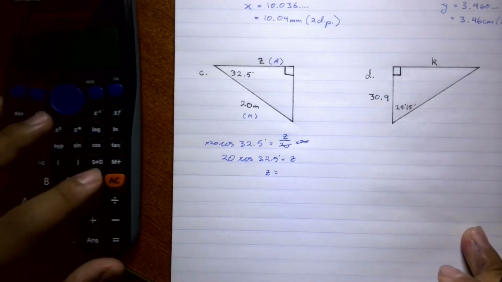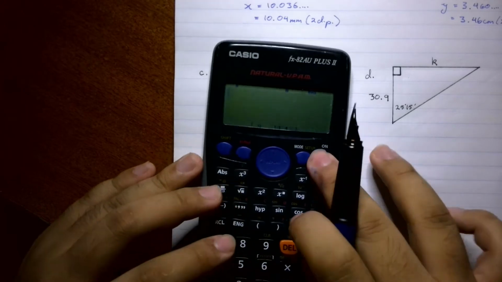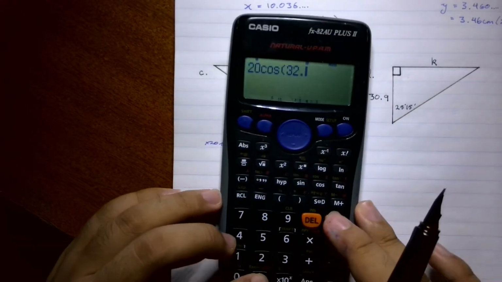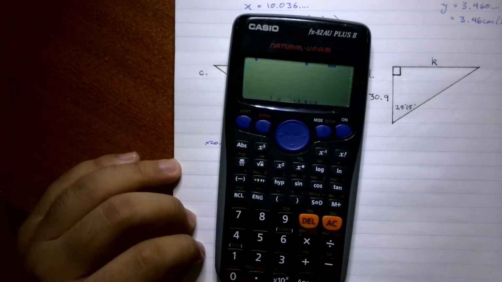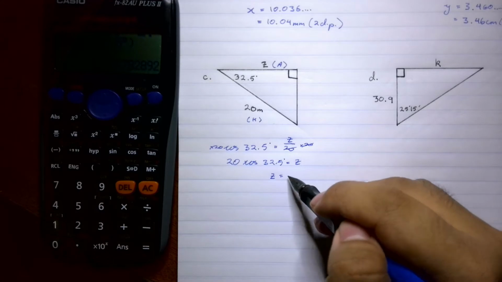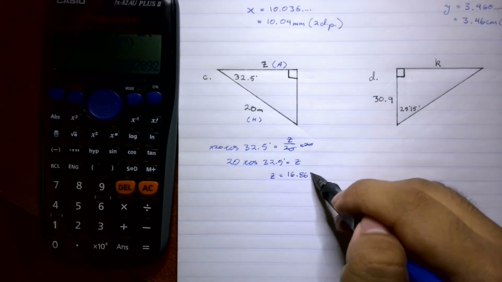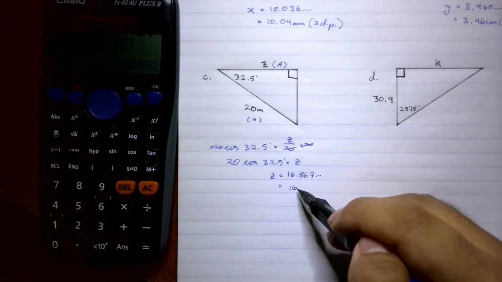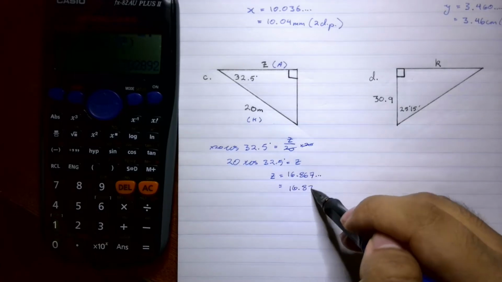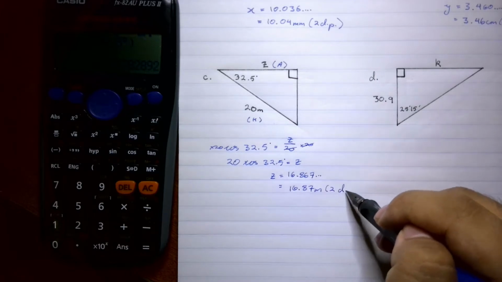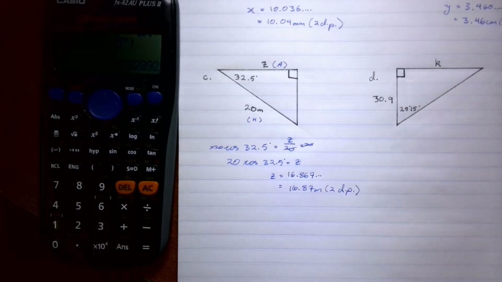z will equal, inputting into our calculator, 20 cos 32.5 degrees, which gives us 16.867. Rounding off to 2 decimal places, 16.87 meters at 2 decimal places.